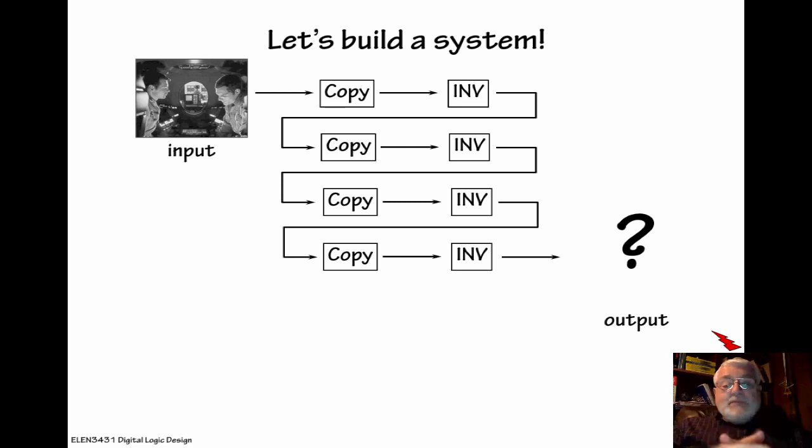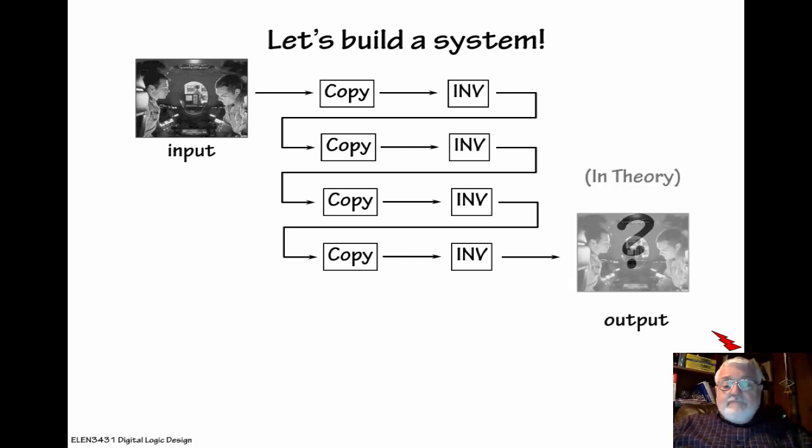Okay, so let's build a system. Here we've got our input, which is our black and white picture, television picture, photograph, whatever, from 2001. We're going to do copy operations. We're going to copy the picture, then invert it, then copy it again and invert it, copy it again and invert it, and copy it again and invert it. And what's the output going to be?